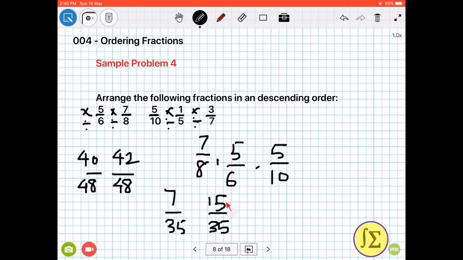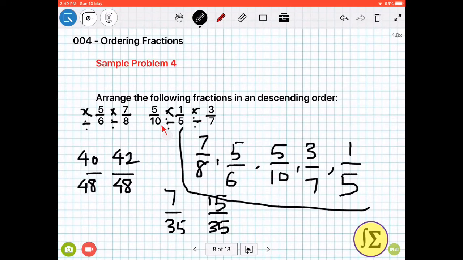So we can see 15 over 35 is larger than 7 over 35. That means the next larger fraction is 15 over 35. That's 3 over 7. And the smallest fraction is 1 over 5. Okay, so that's the answer, right? This is the answer.